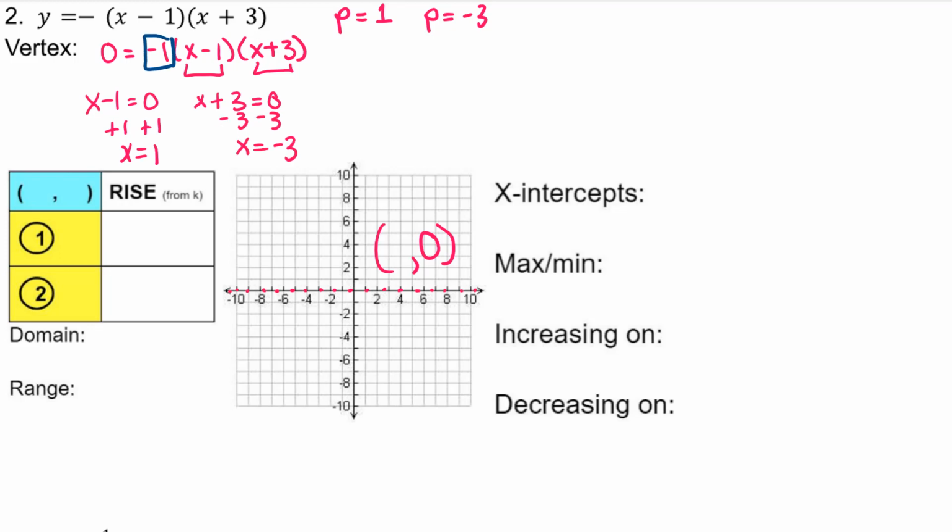This -1 does not give us a solution because it is not a linear factor. It is a scalar. A linear factor means there's an x to the 1, but a scalar is just a number that's being multiplied. Write the x-intercepts as points.